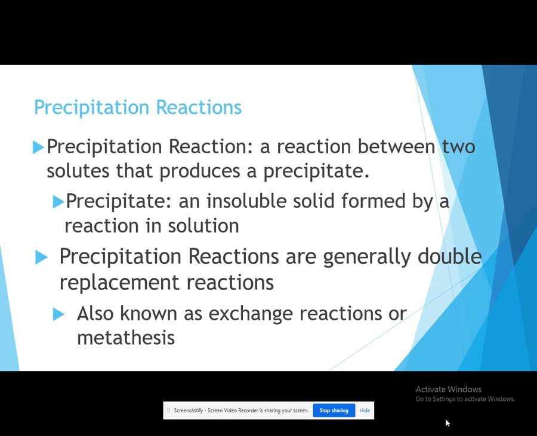Precipitation reactions are generally going to be double replacement reactions, or you may also know them as double displacement. They also go by a few other names like exchange reactions or metathesis.